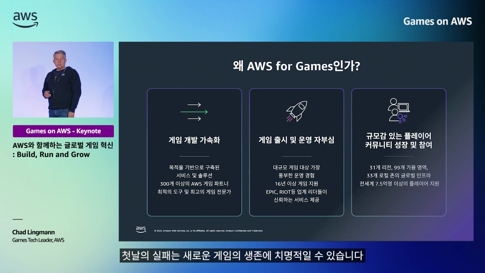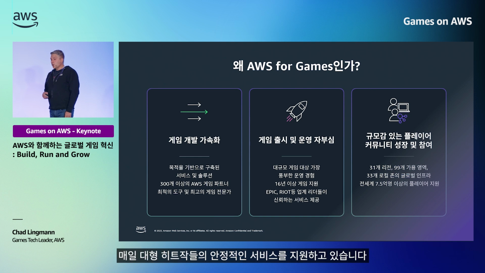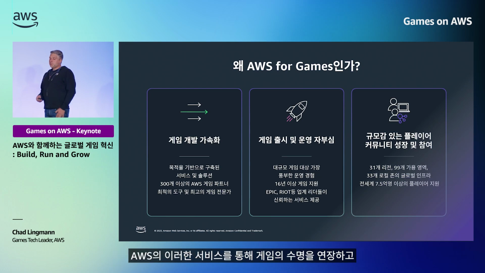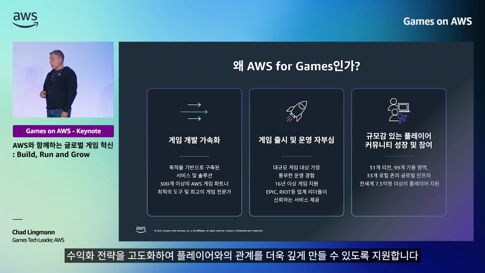Launch day matters, and a failure on day one can be catastrophic for new games. AWS has the most operational experience at the greatest scale of any cloud provider and brings that 16 years of experience supporting large hit games every day. So extend the life of your game and keep innovating with services that help your players stay engaged longer. And AWS empowers studios to optimize player acquisition, retain engaged players, and drive monetization strategies that deepen your player relationships.